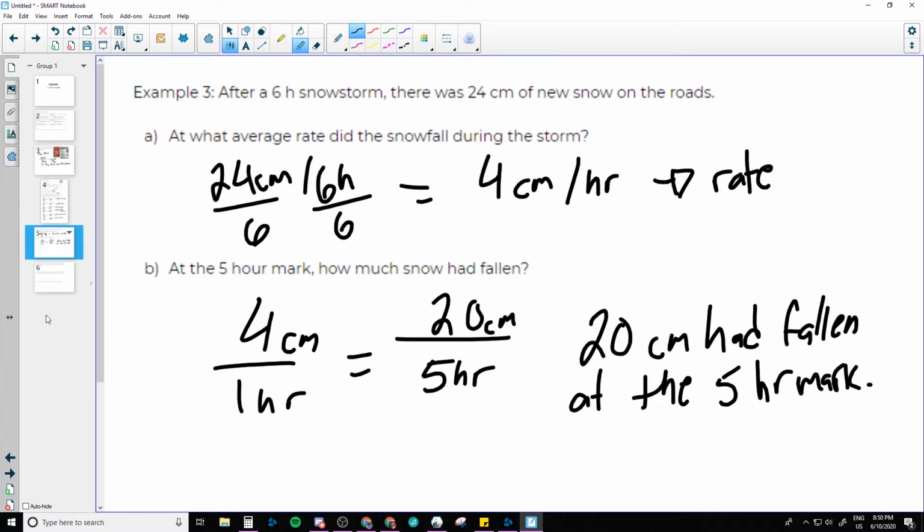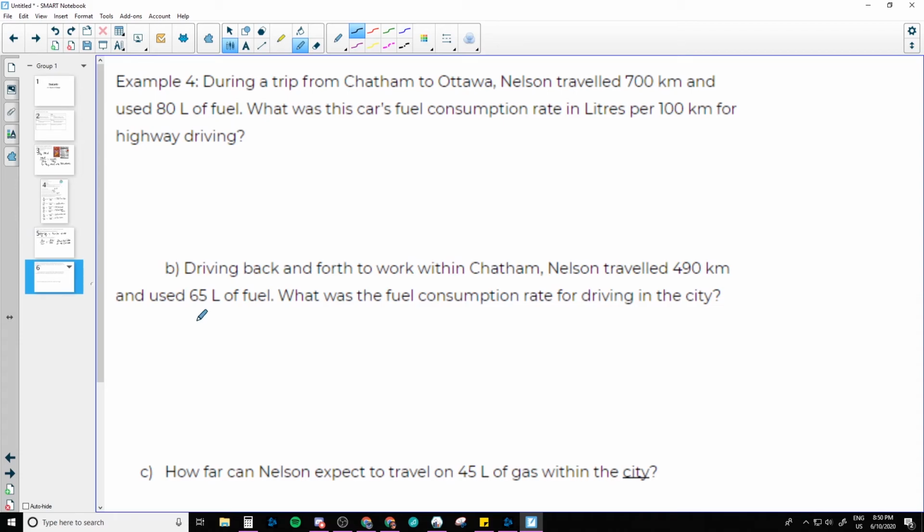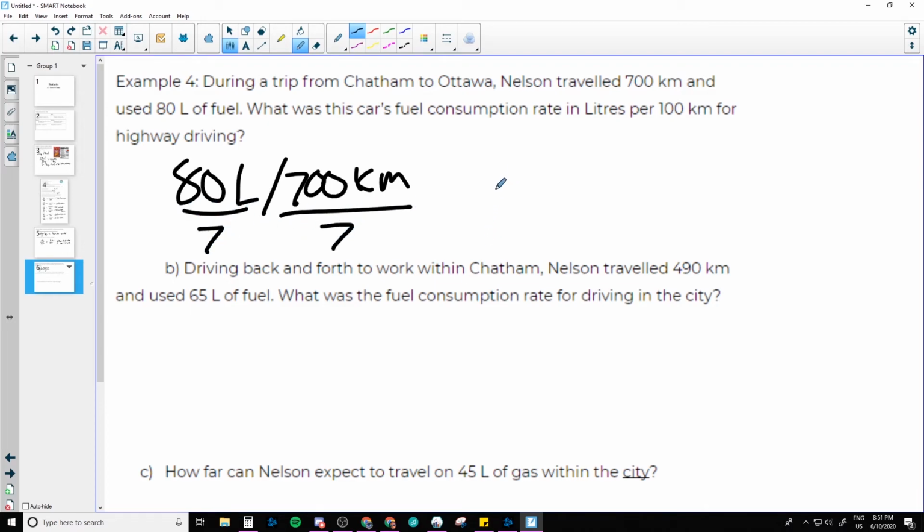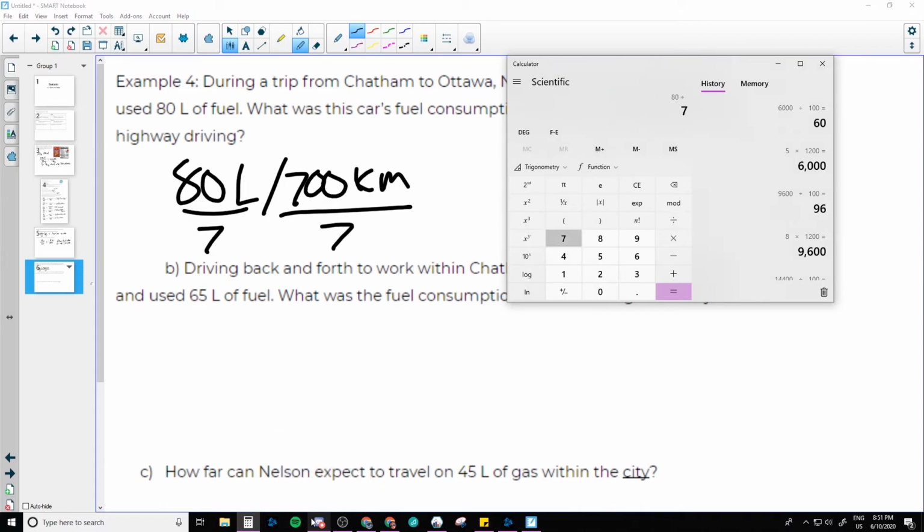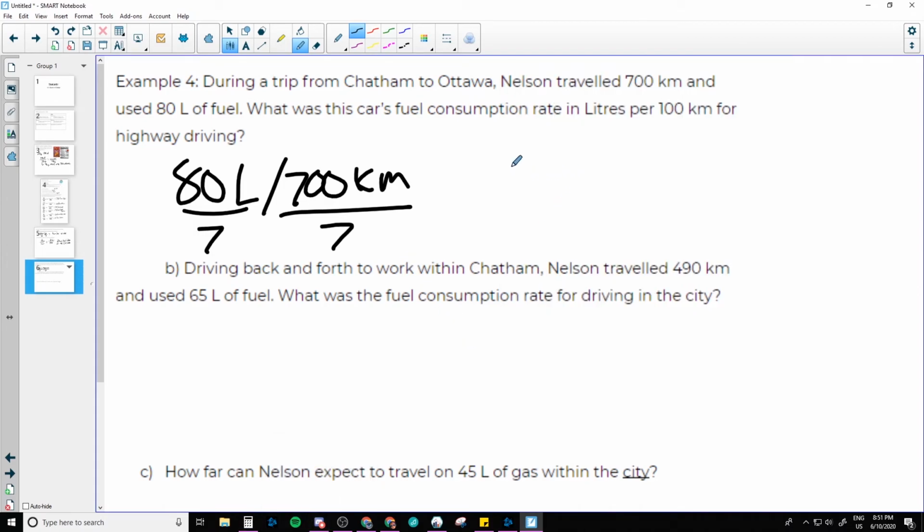Okay, so last question here says, during a trip from Chatham to Ottawa, Nelson traveled 700 kilometers and used 80 liters of fuel. What was this car's fuel consumption rate in liters per 100 kilometers for highway driving? So we've been given 80 liters per 700 kilometers. We want this to be per 100 kilometers. 700 kilometers is 7 times that. So we're going to divide this and the other side by 7. So 80 divided by 7 gives us 11.4. So it's going to be 11.4 liters per 100 kilometers.